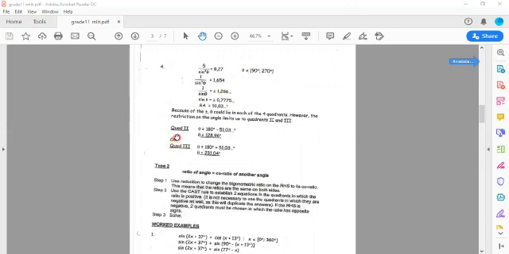So in quadrant 2, we get theta is equal to 180 minus our reference angle. So therefore, theta is equal to 128,96. In the third quadrant, theta is equal to 180 plus 51,03, which is 231,04.